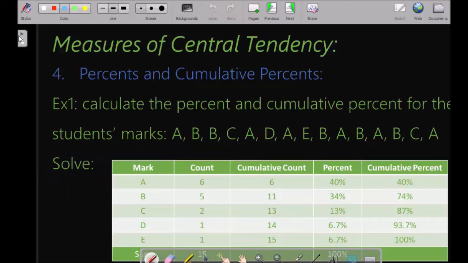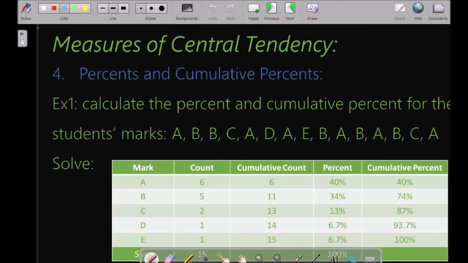Measures of central tendency. We're here with the central tendency. Now we're going to talk about percents and cumulative percents. And of course, it's when you work with discrete values, like for example this type of data, it is ordinal, for example, or let's say just nominal, like marks A, B, C, D, E.